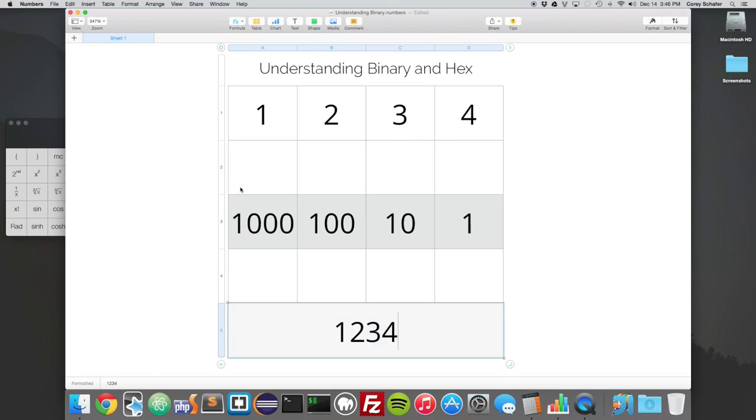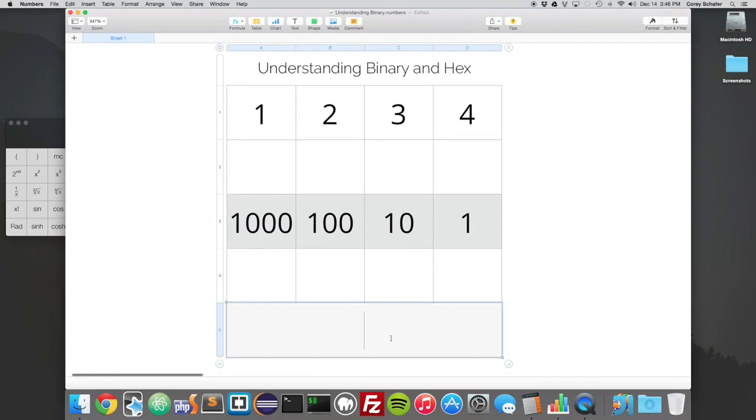what's really happening is we are taking the value in the thousands position and multiplying it by 1,000. So we have 1 times 1,000, which is 1,000, and then we're adding that to the next position, which is the hundreds position. The value there is 2, so 2 times 100 is 200.